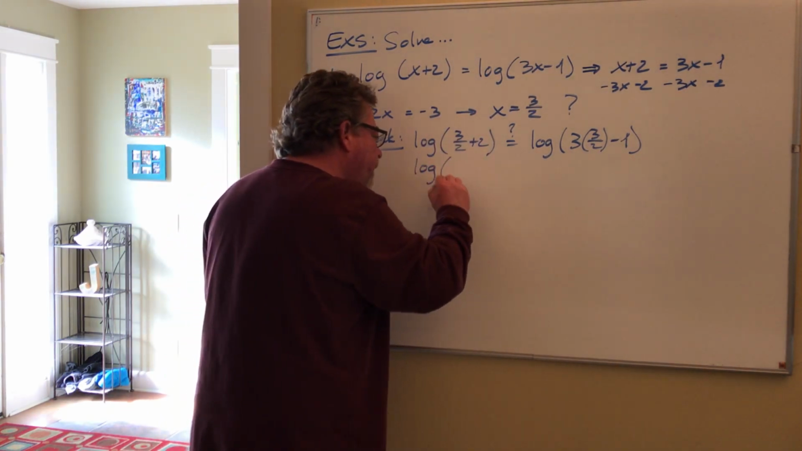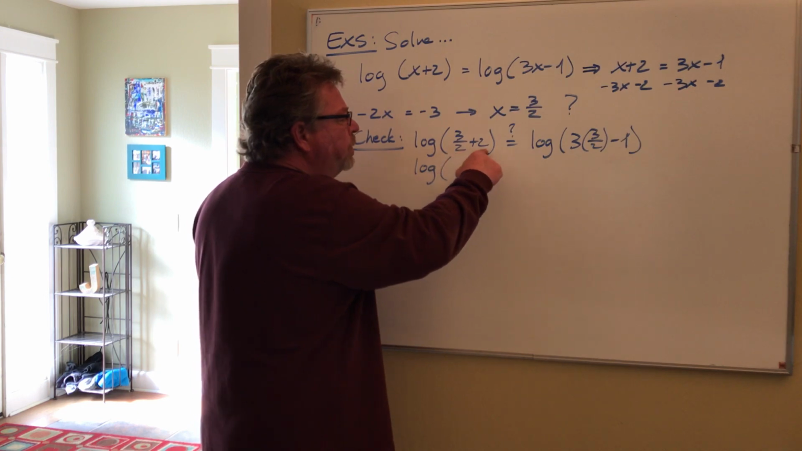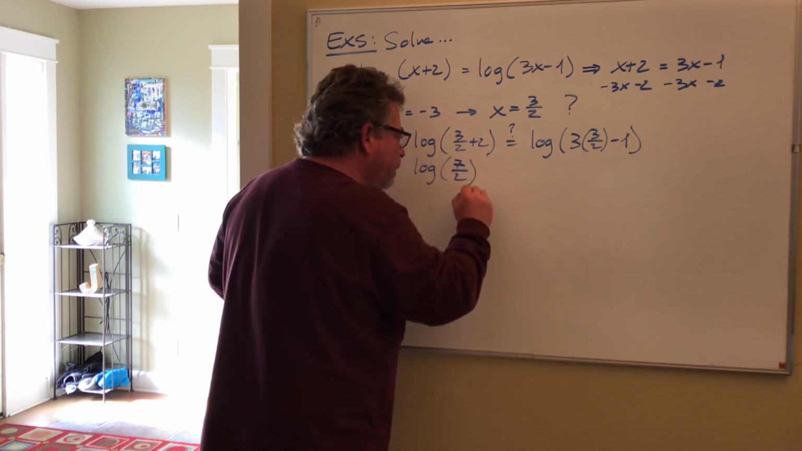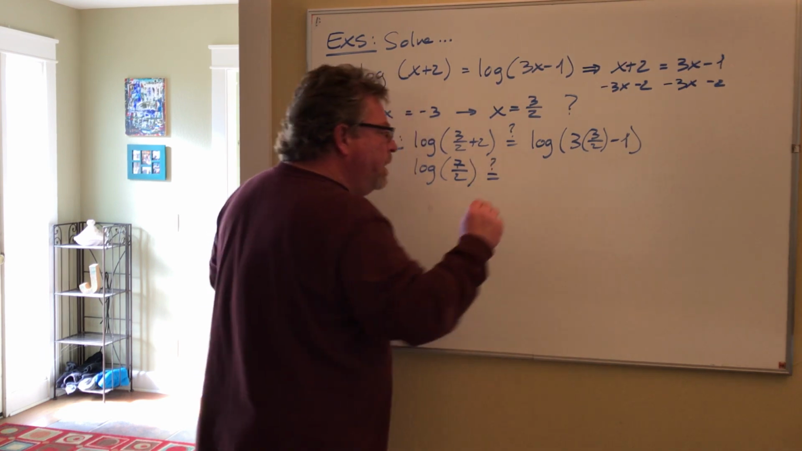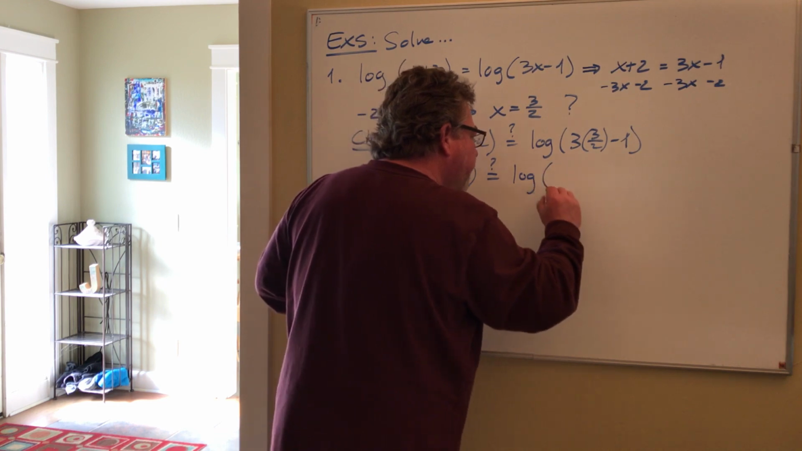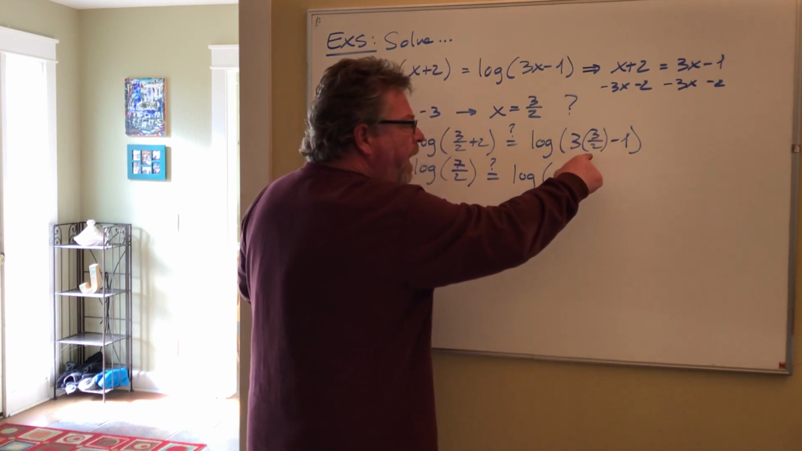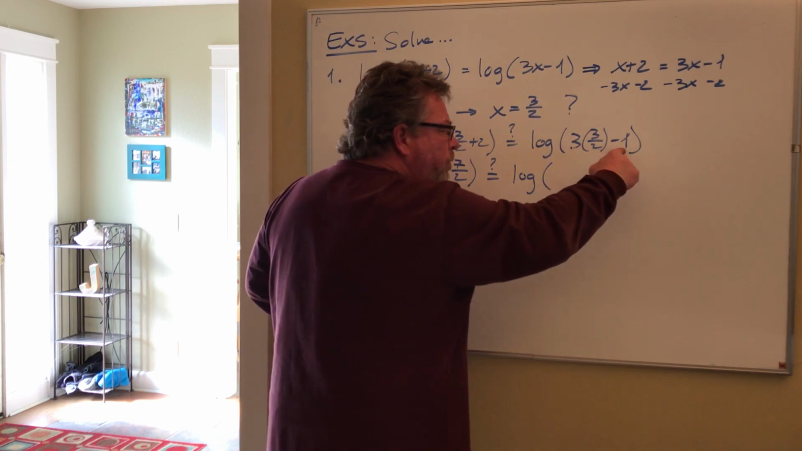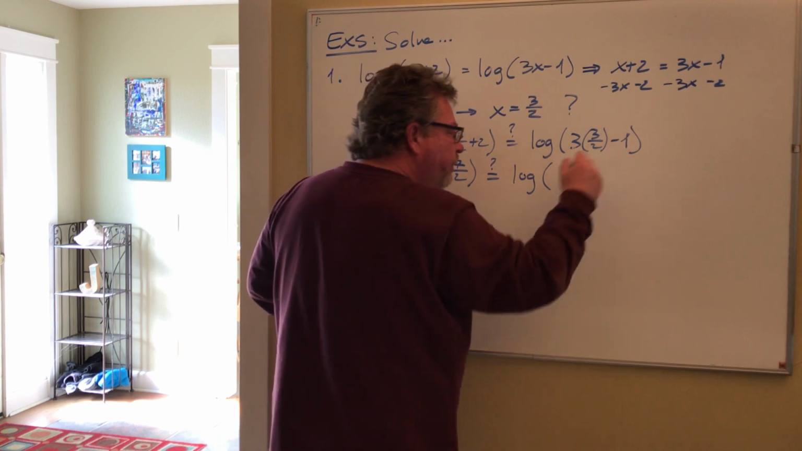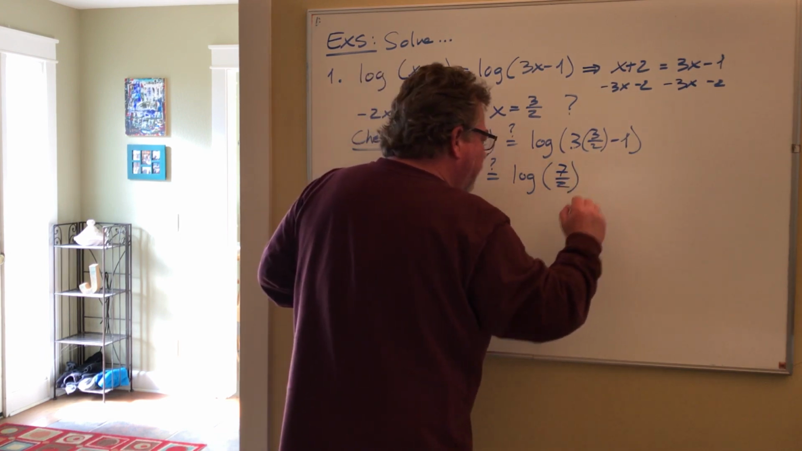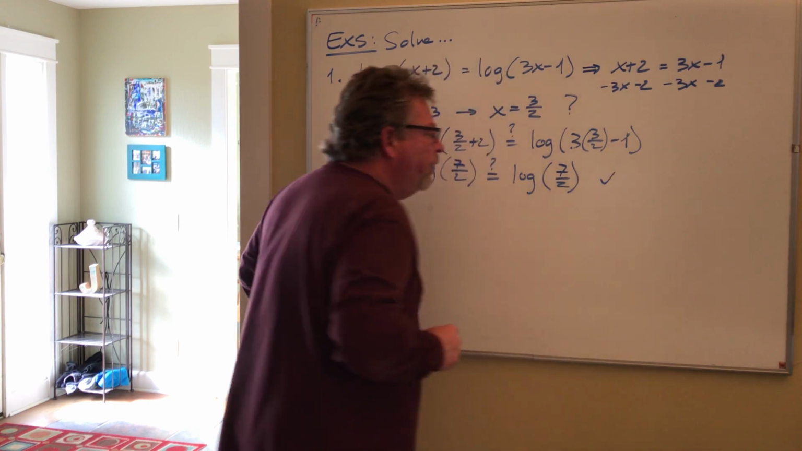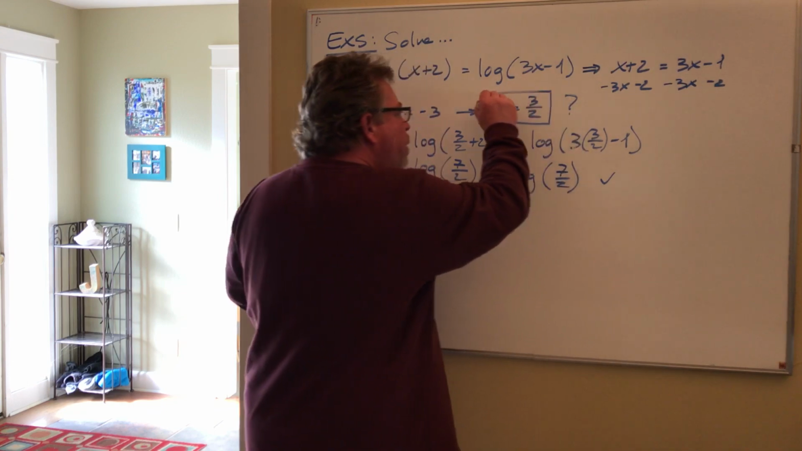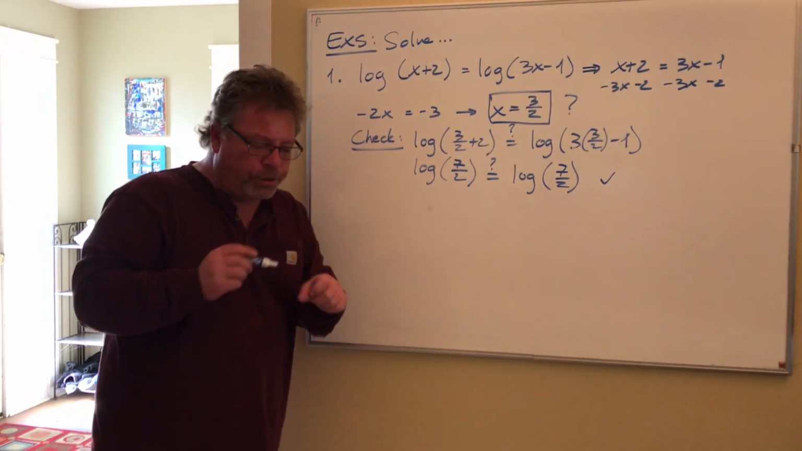So we can do some fraction arithmetic here. So this will be the logarithm base 10 of 3/2 plus 2. 2 is 4/2, so this becomes 7/2. Is this in fact equal to the logarithm base 10 of 3 times 3/2, which becomes 9/2, 9/2 right here, subtract 2/2 there, is 7/2. And so everything is cool. That checks out. This is, in fact, a legitimate solution to that original equation.